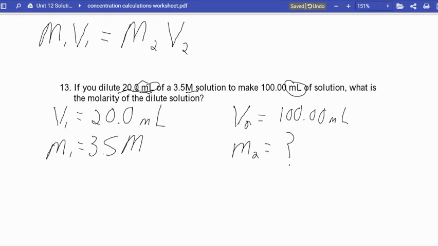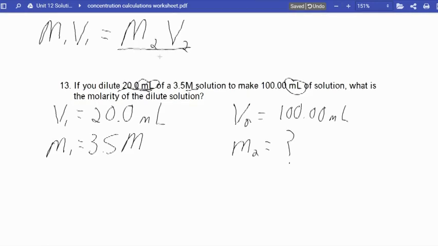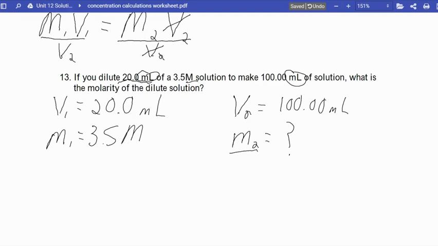Since we are solving for M2, we are going to rearrange our equation so that M2 is by itself. So we take this equation and divide it by V2 on both sides, so that V2 cancels out and we're left with M2 by itself. We are doing that because we are looking for M2, so we need M2 by itself. So now we have M1V1 divided by V2 equals M2. Now we just plug everything in.